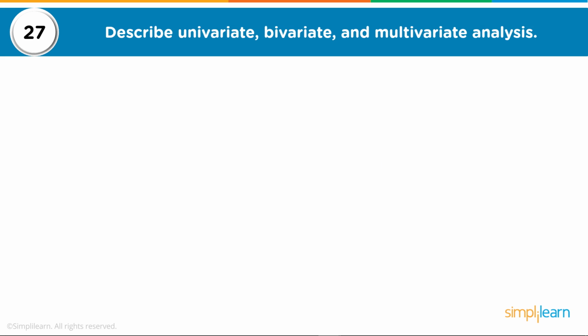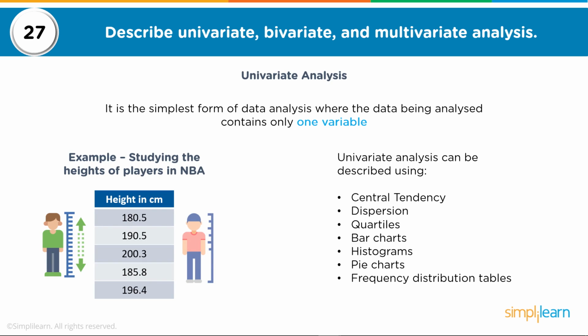Describe univariate, bivariate, and multivariate analysis. Univariate analysis is the simplest form of data analysis, where the data being analyzed contains only one variable. An example is studying the heights of players in the NBA. Because it's so simple, it can be described using central tendencies, dispersion, quartiles, bar charts, histograms, pie charts, and frequency distribution tables.